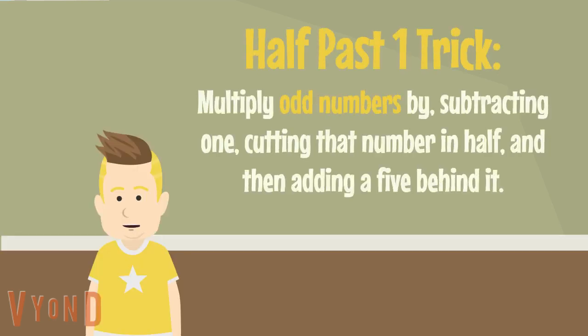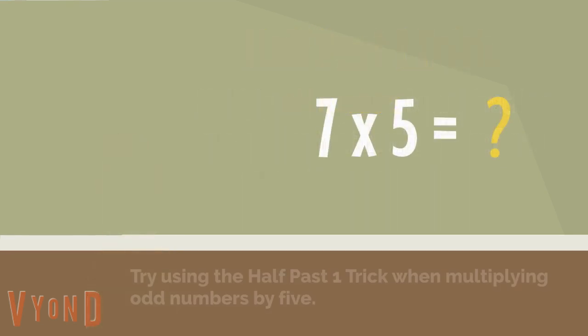Once you understand the half past 0 trick for multiplying 5 by even numbers, it should be pretty easy to use the half past 1 trick, to multiply 5 by odd numbers. With odd numbers, I subtract 1 from the factor being multiplied by 5, cut it in half, and place a 5 behind that number. Here's what to do.